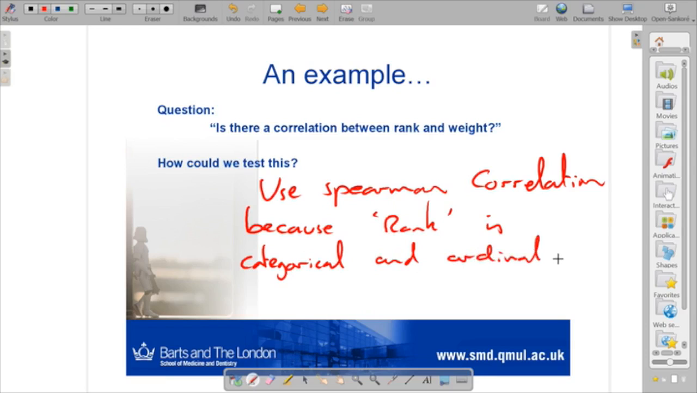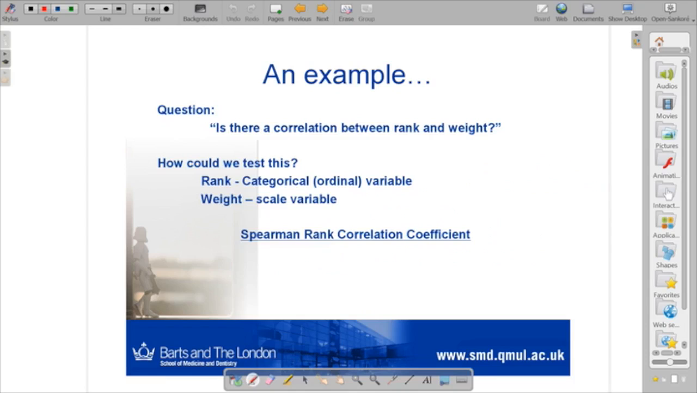And I read that and I think that seems reasonable. So there we go. Rank is a categorical, ordinal variable, weight is a scale variable. We could also use... no, ignore that. Let's just stick with this. So rank is categorical, ordinal, and weight is a scale variable. So we're going to use a Spearman rank correlation coefficient.